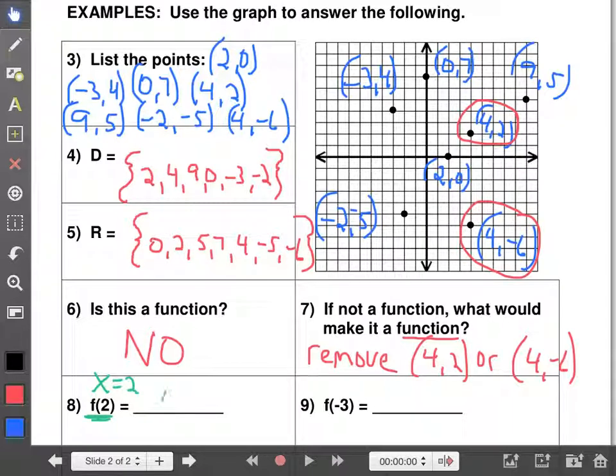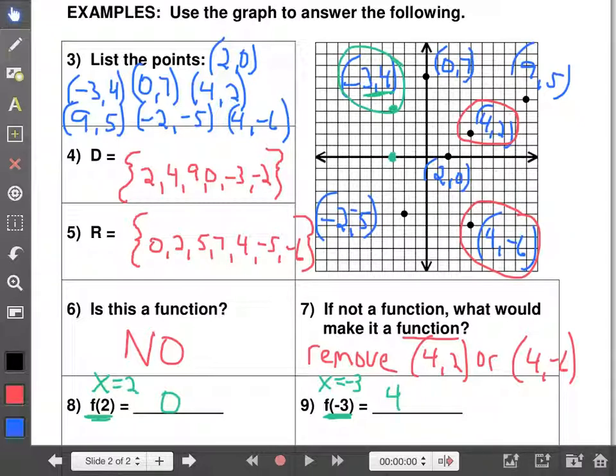And your answer would be 0. Let's look at another one like that. Number 9, f of negative 3. So if x is equal to negative 3, then what is y? So let's find x as a negative 3. X as a negative 3 is here. So what is y? And you would find it right there. Y is going to be 4. So if you go to x is negative 3, you're going to go up to that point, and y is 4.